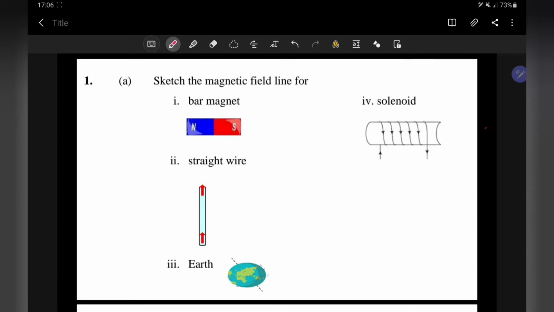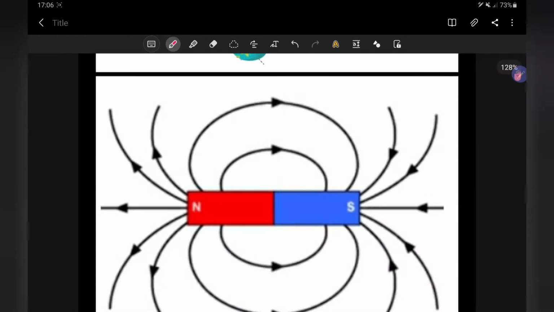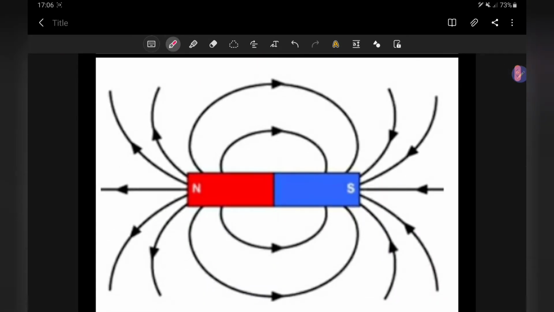I don't want to discuss this because the answers are already given in the notes, so just copy and paste. But remember, in sketching this, make sure that there are no floating lines. What do I mean? All the lines should touch the magnetic bar. There are no air gaps, and no overlapping between lines.